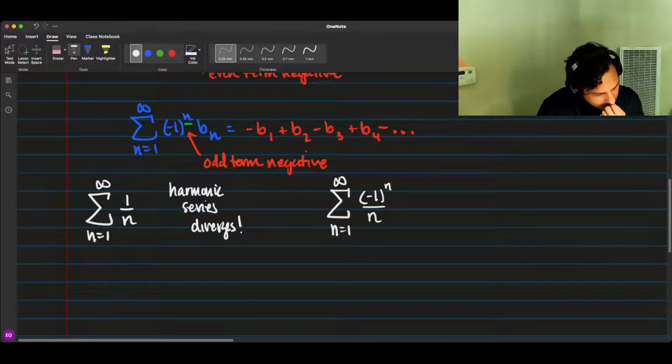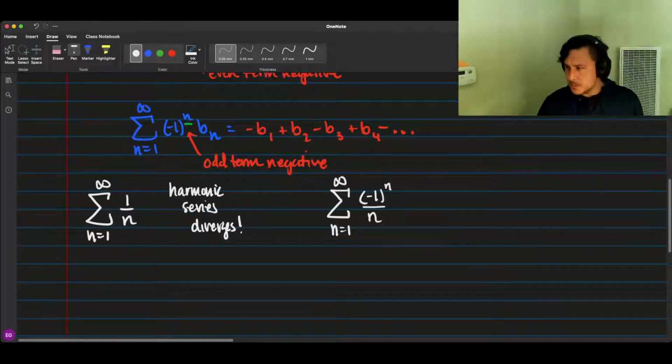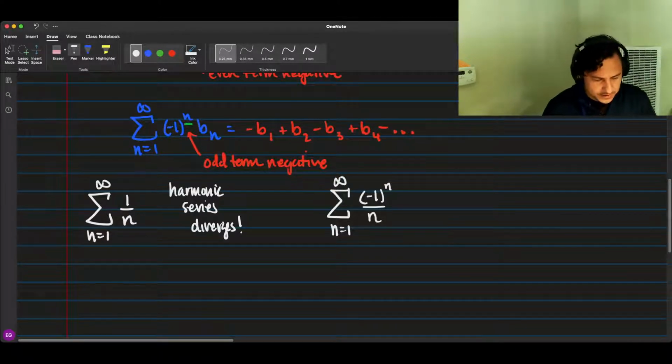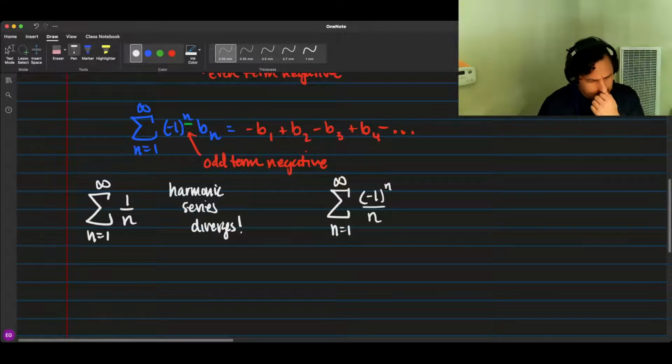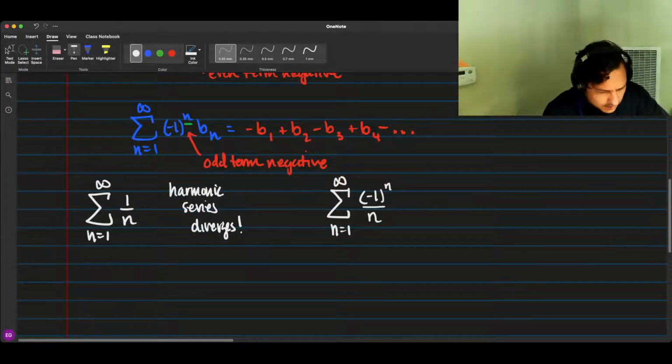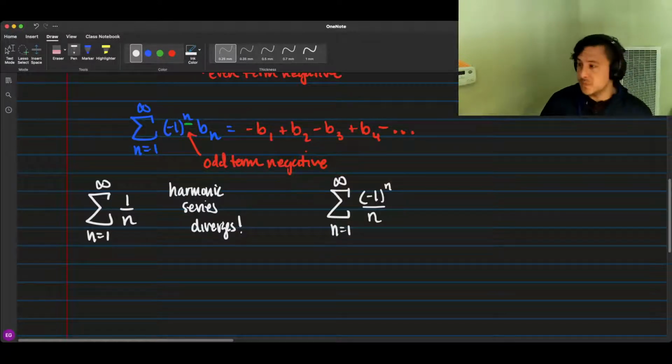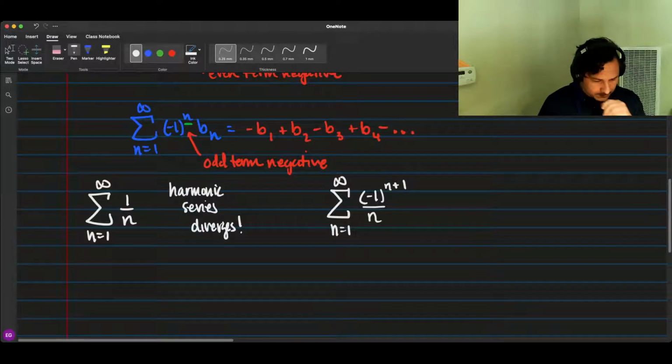Okay, wait. Maybe I'll show this. Okay, wait, I'm reading something wrong here. Give me a moment. What the hell? Okay, my bad. I want this to be n+1 here.